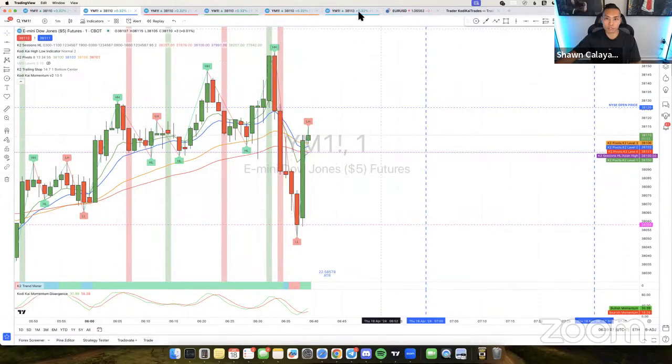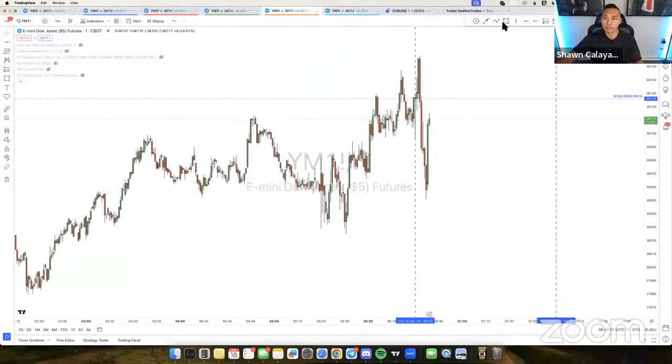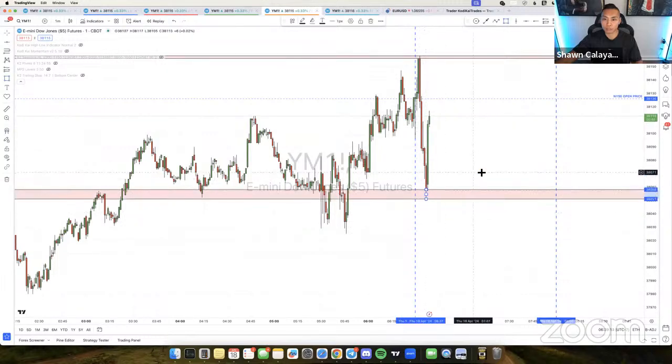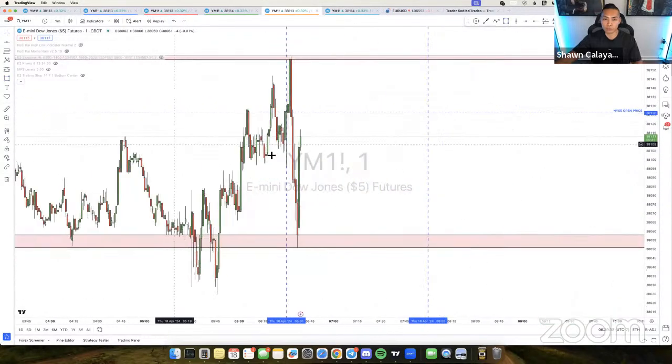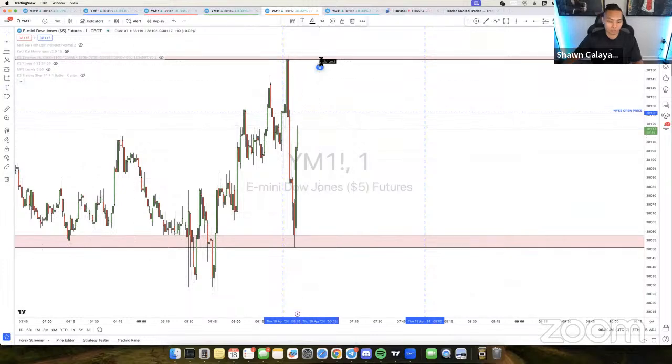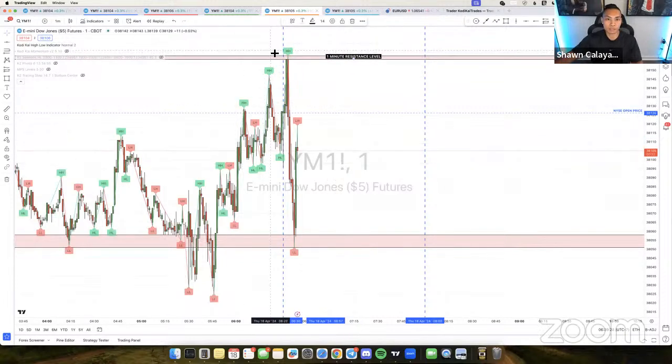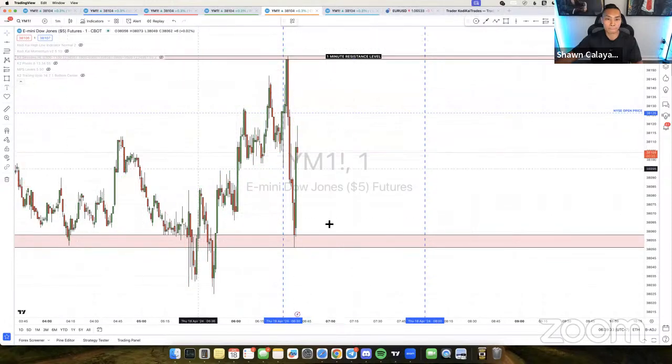So now that we have structure, I'm going to go to our clean chart. I'm going to mark up structure up here, and I'm going to mark up structure down here. So this is the current range for the day so far. We currently have the 1 minute resistance level up here, which is set at the higher high. We have a support level down here at this lower low. So we got that. We got the 1 minute support level right here, and this is the current range.